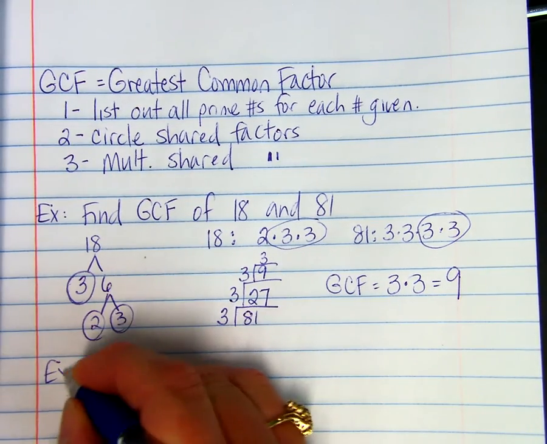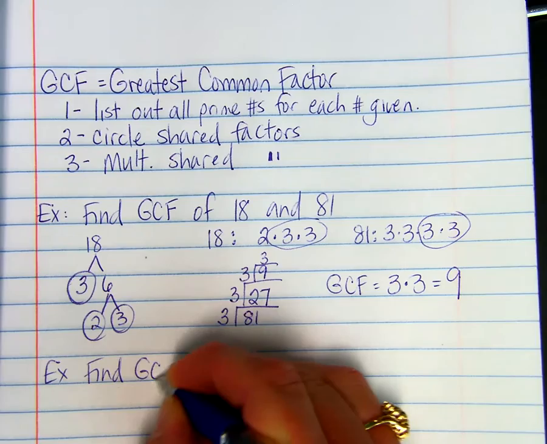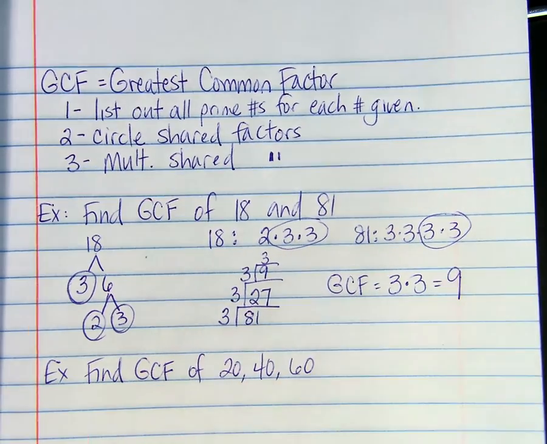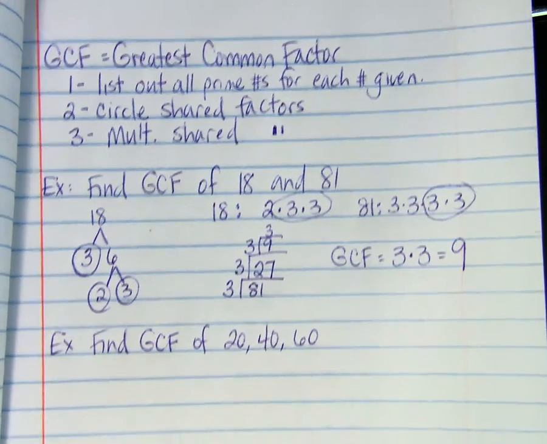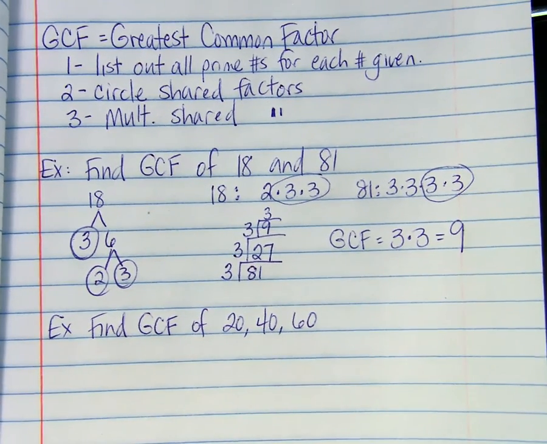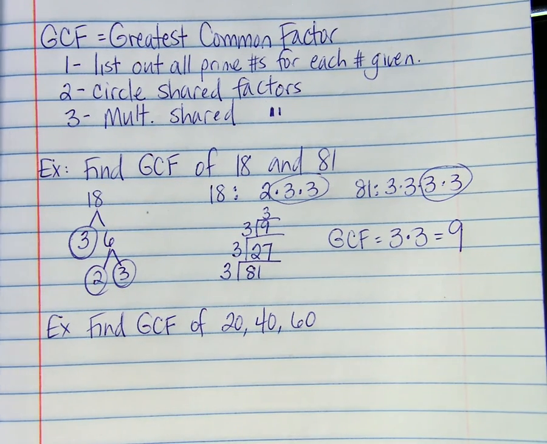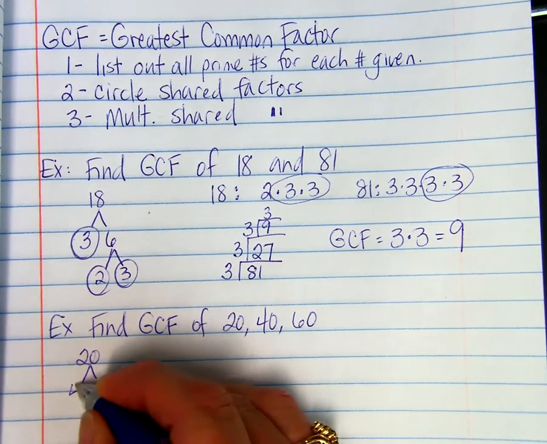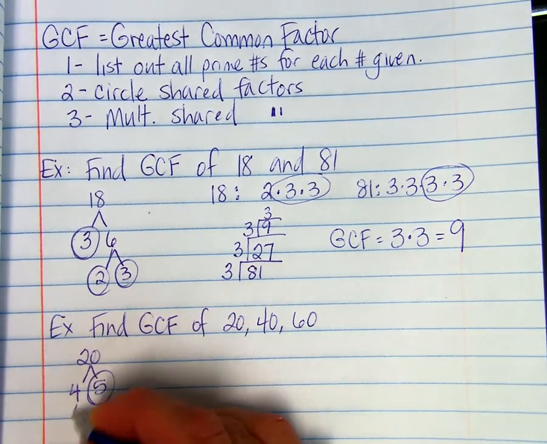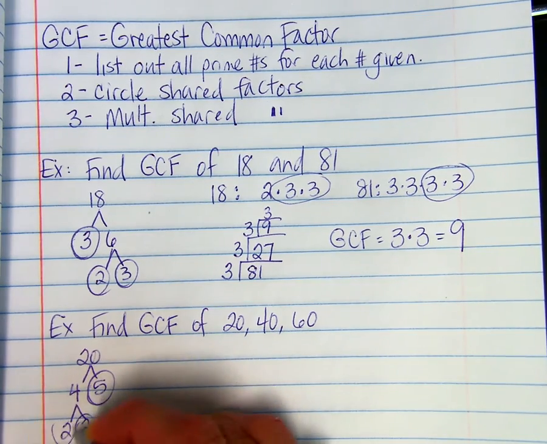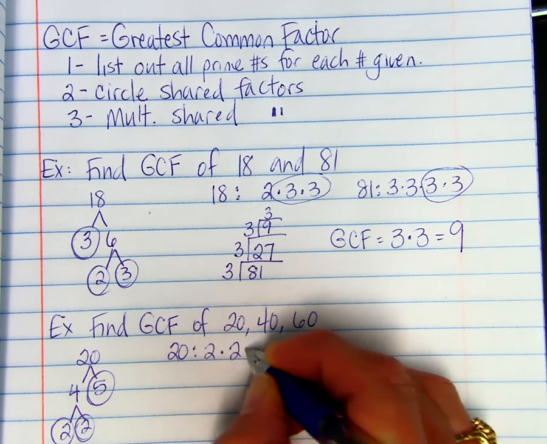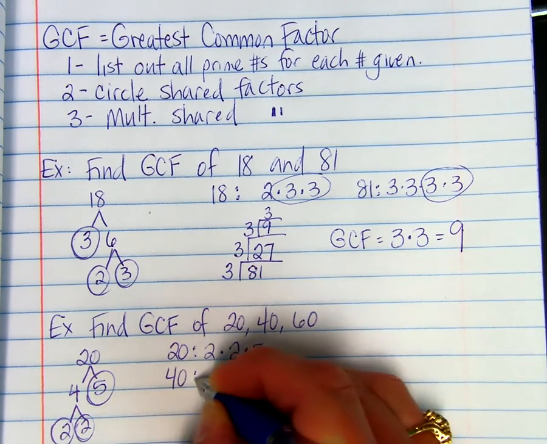We're going to do one more example. And this is with 3 numbers. So 20, 40, and 60. So we're going to list out all the prime factors of 20. So we can do the tree. That's 4 times 5. And 4 is 2 times 2. We circle the factors. So right now we have 20: 2 times 2 times 5.